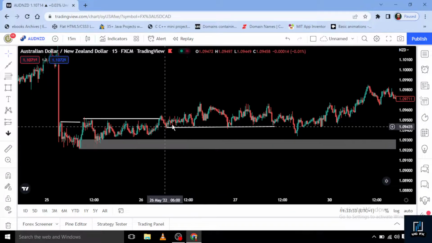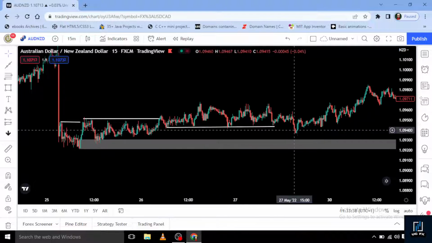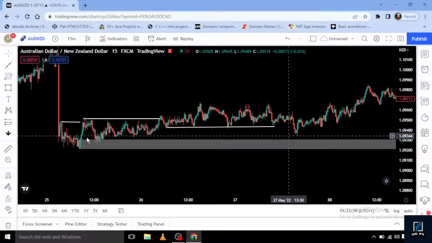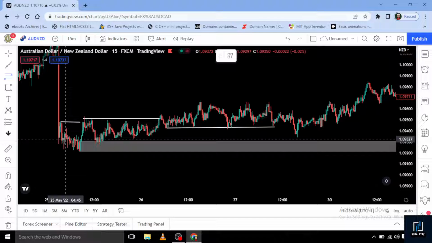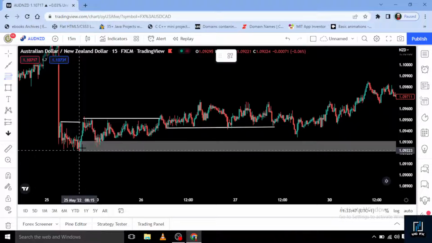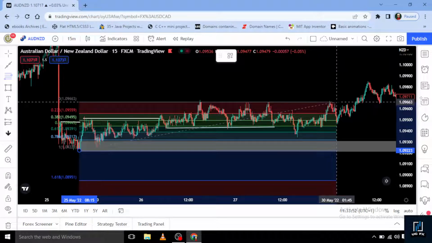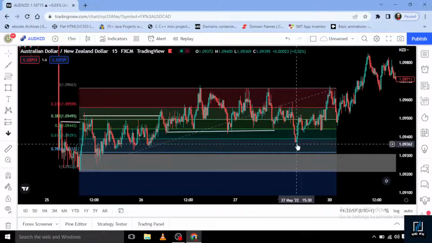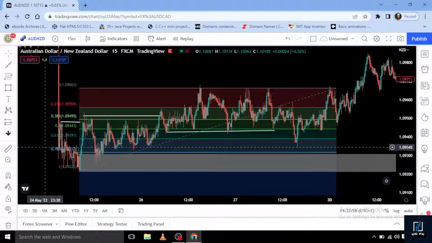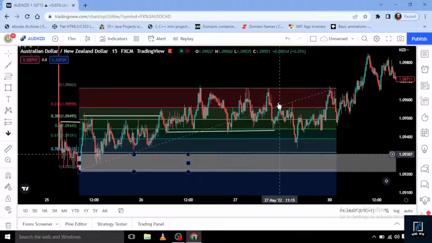So as you can see, price took out this liquidity, these equal lows, and tapped into this area. As you can see again, we have to take our Fibonacci to see if price tapped into our discount levels. So here, as you can see as well, price tapped into our discount levels. So it's basically in between the 0.618 and 0.76 of the Fibonacci tool. So we have price tapped into our discount level, into our order block.